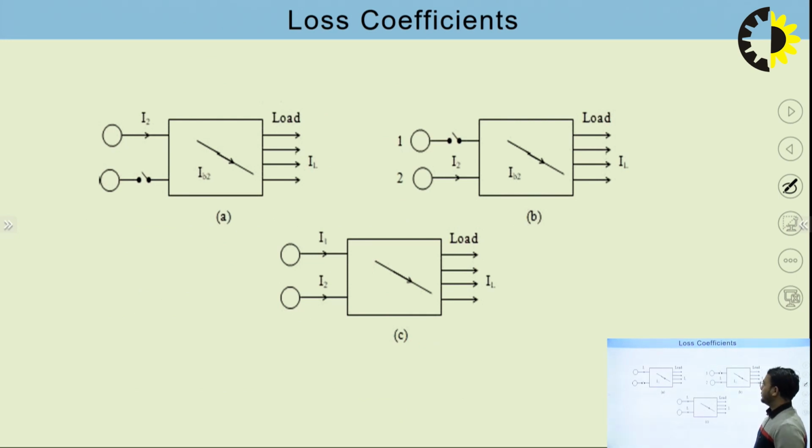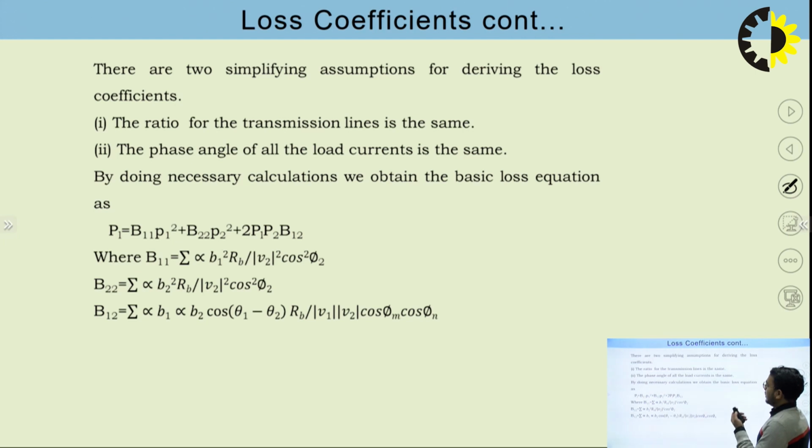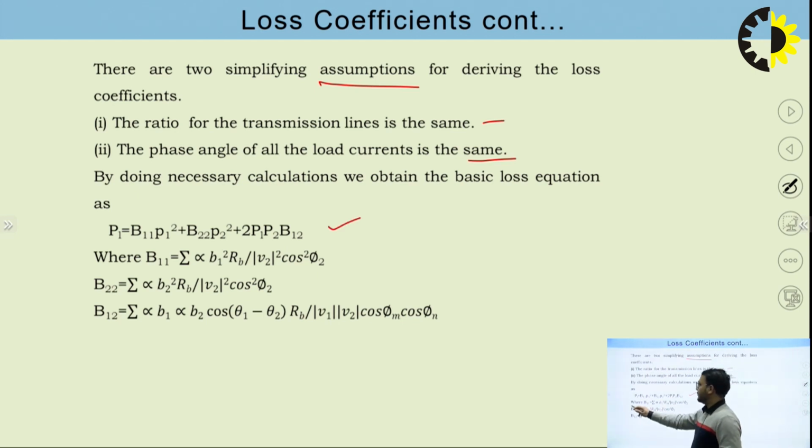So there are several coefficients. Firstly, we'll talk about the assumptions taken while obtaining the coefficients. There are two assumptions. The first is that the ratio of the transmission line is the same, and the phase angle of all the load currents must be the same. By doing so you will have this equation where all these coefficients B11, B12, B21 are basically for two transmission lines. These are the transmission constants which come into the picture when you solve numericals or when you have to schedule the load, just like these constants B11, B12.